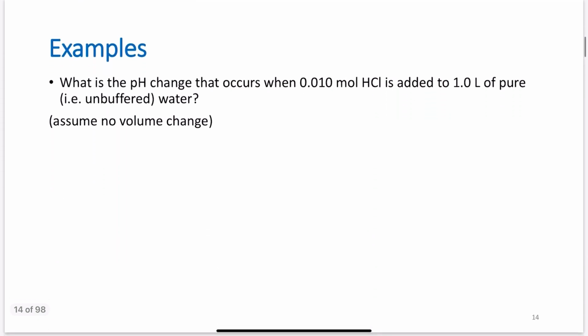So let's work a series of examples. What is the pH change that occurs when 0.010 moles of HCl is added to 1 liter of pure, meaning unbuffered, water? We assume no volume change. Why do I say assume no volume change? I say that because, to be completely honest with you, when you are mixing these solutions, you're going to have to figure out their new volumes and therefore their new concentrations. We're keeping the same number of moles.